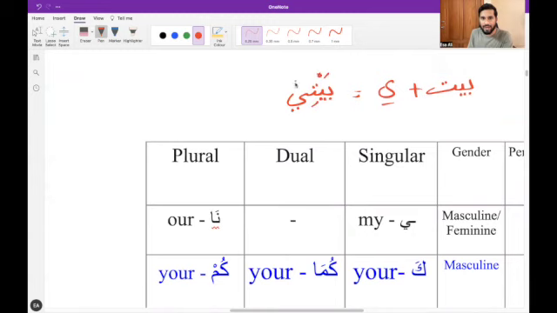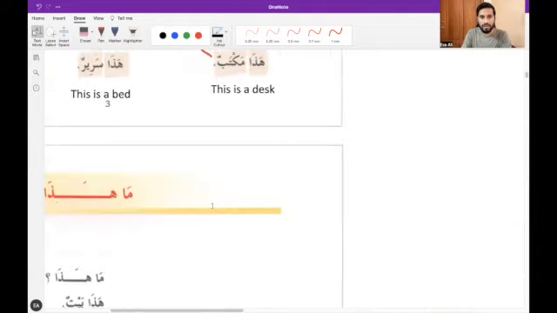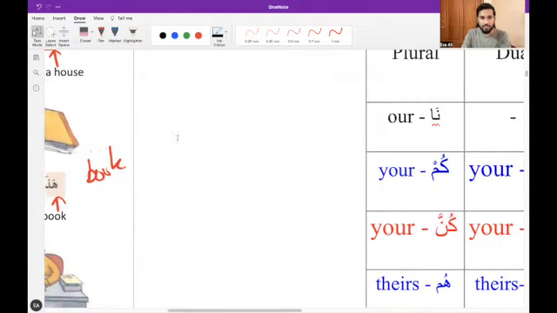Bayti, and the ya has sukun, and this is now my house. What I would like you all now to try, after you've memorized these words, can you say, for example, my pen? How do we say that? And if you'd like to write this in Arabic in the comments, feel free to do so.